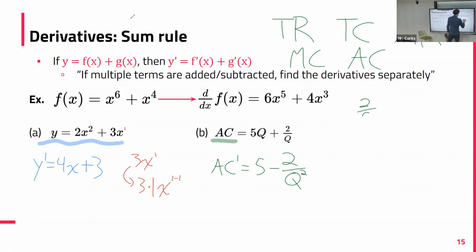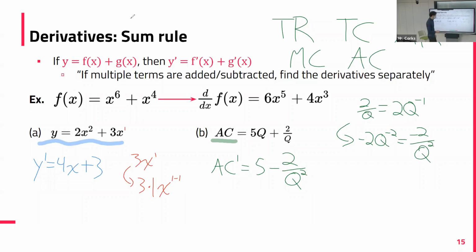So 2 over q, that's equal to 2q to the exponent -1. And if we take the derivative of that, that's negative 2q to the negative 1 minus 1, that's negative 2. And then we just rewrite that as negative 2 over q, now positive 2 exponent. So if we have, again, these fractional exponents, you have your variable on the bottom, change it to a negative exponent, use the power rule, and then you can change it back afterwards if you want.